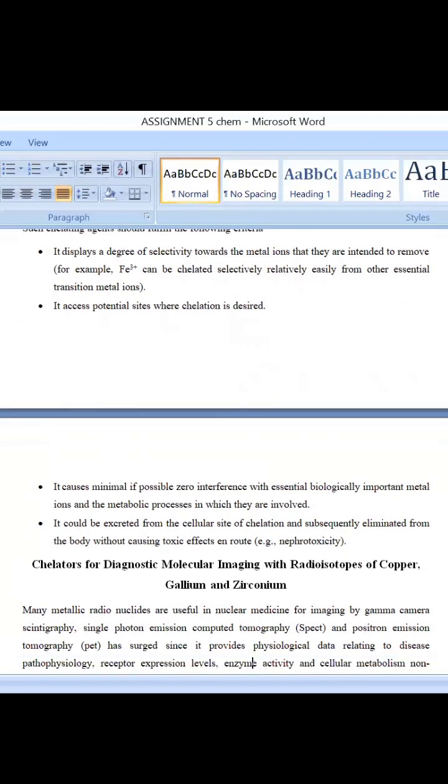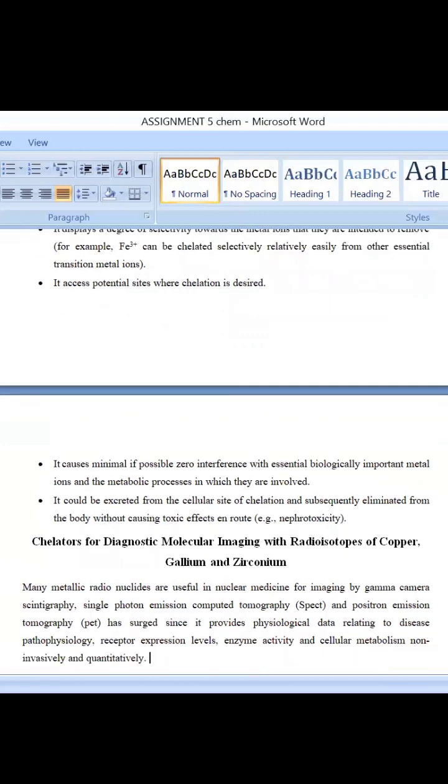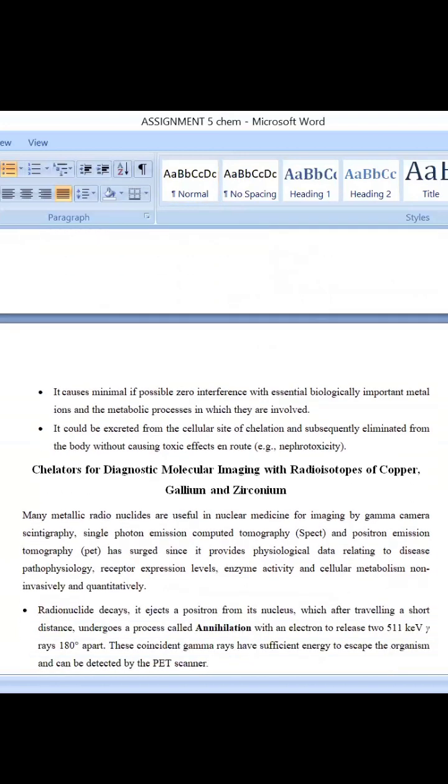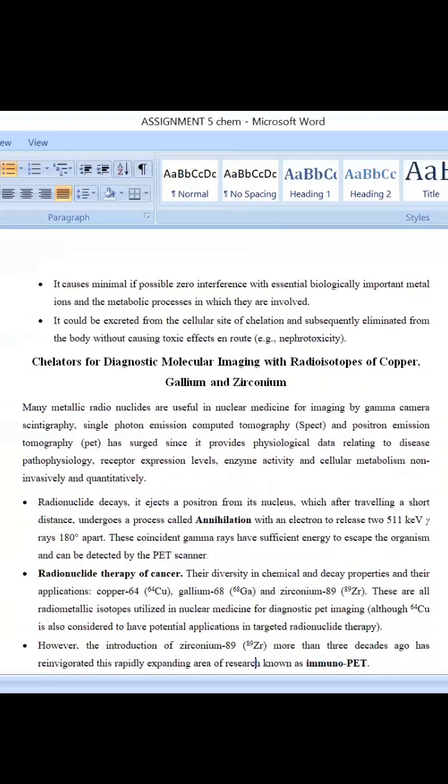And the main topic of my presentation is chelators for diagnostic molecular imaging with radioisotopes of copper, gallium, and zirconium. Many metallic radionuclides are useful in nuclear medicine for imaging by gamma camera scintigraphy, single photon emission computed tomography, and positron emission tomography.